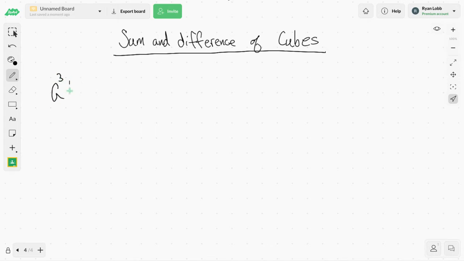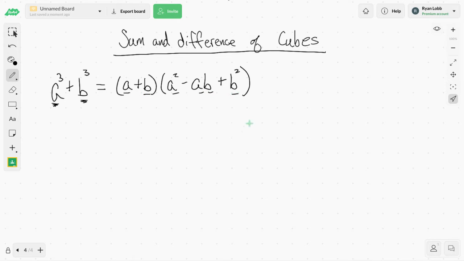So the sum of cubes. If we have two things that are added and each one of those things is a perfect cube, in other words, something cubed, then this will factor into a plus b times a squared minus ab plus b squared. Okay, so that's a sum of cubes. In order to do this, you're going to want to identify what am I cubing here, what am I cubing here. Notice, respectively, whatever's cubed right here goes in those places. Whatever is cubed here goes in place of the b.